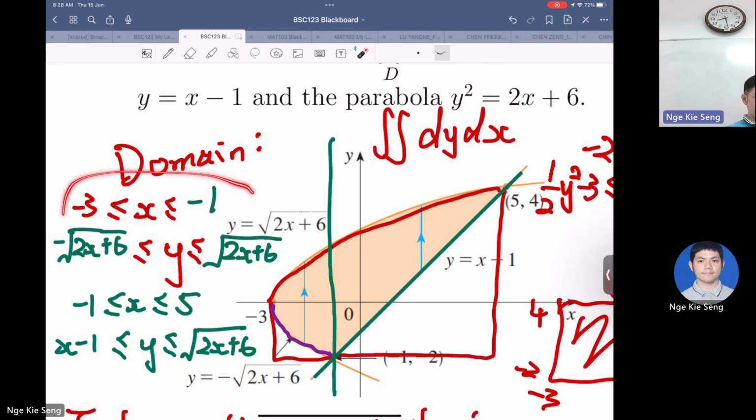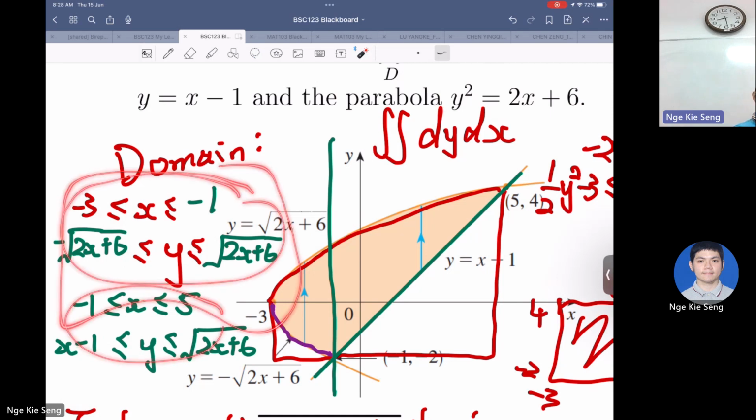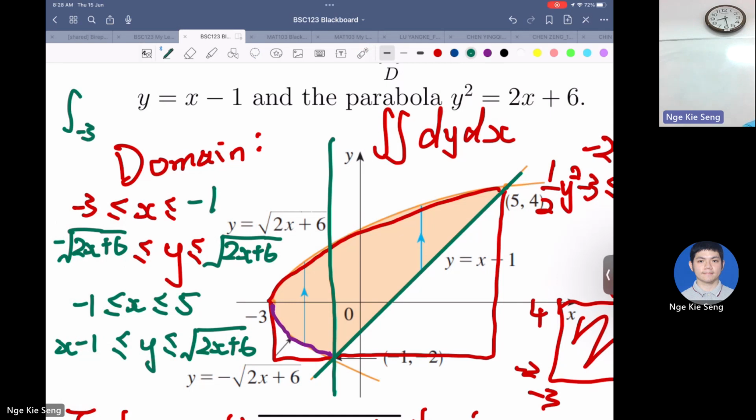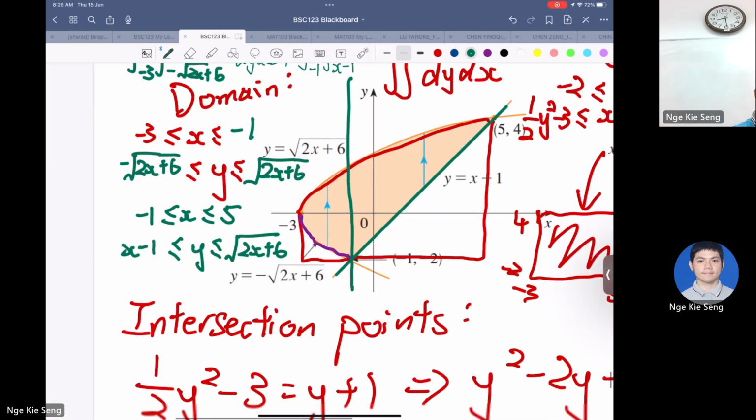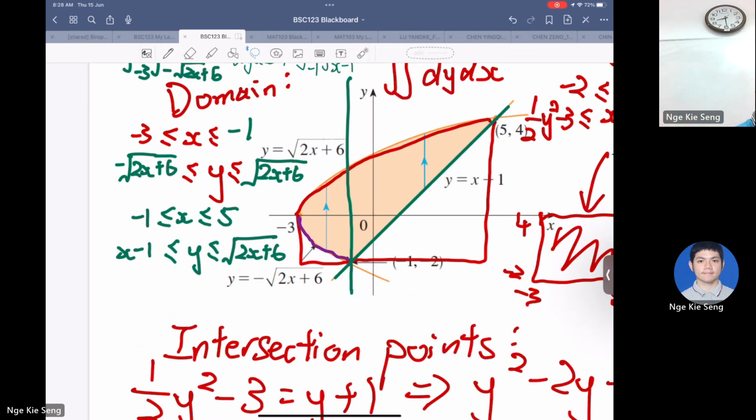Okay. So this integral here splits into 2 parts. You need to integrate from -3 to -1, and then from minus square root 2x plus 6 to square root 2x plus 6, dy dx, plus, integrate from -1 to 5, and then integrate from x minus 1 to square root 2x plus 6. So let me move the integral down.